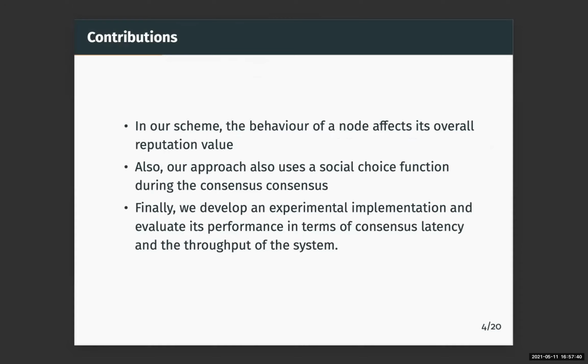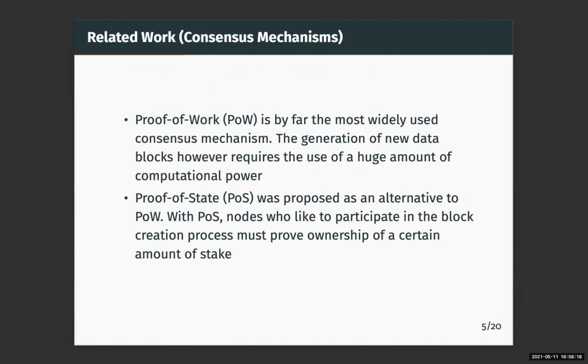So the specific contributions of this work include the fact that in our scheme, the behavior of a node in the particular network affects its overall reputation value, which essentially translates to the node's behavior from the previous slide. Also, our approach uses a social choice function during the consensus determination. And finally, we develop an experimental implementation and evaluate its performance in terms of the consensus latency and the throughput of the overall system.